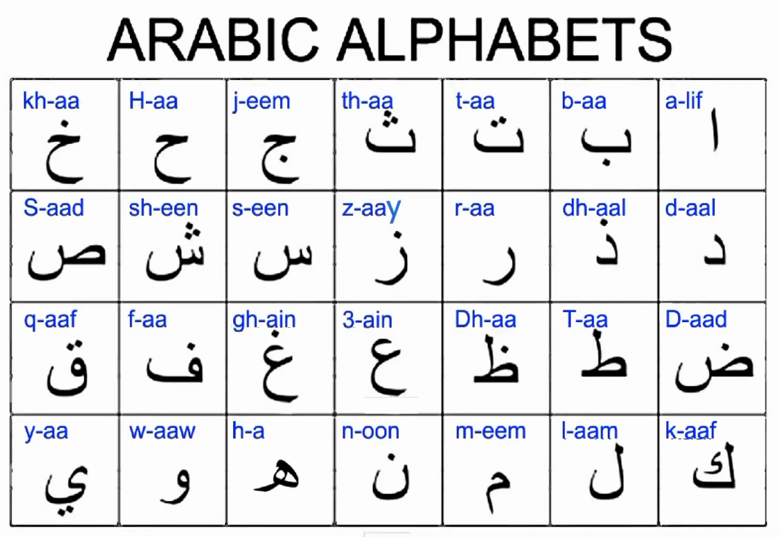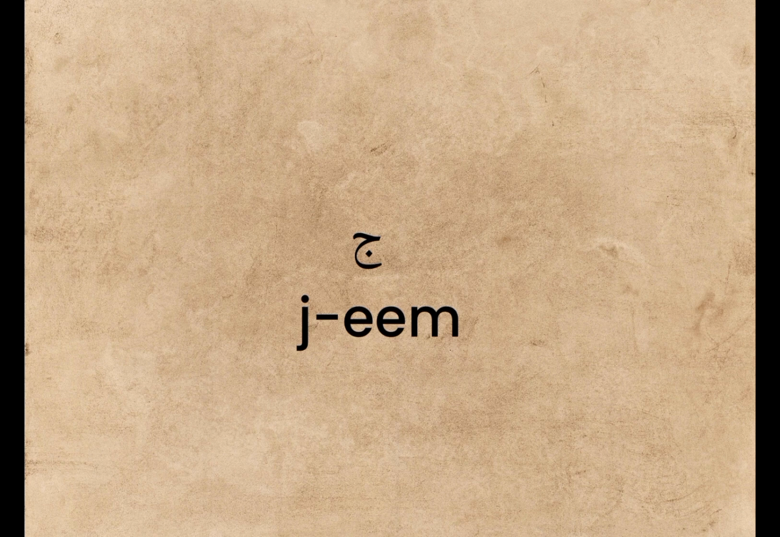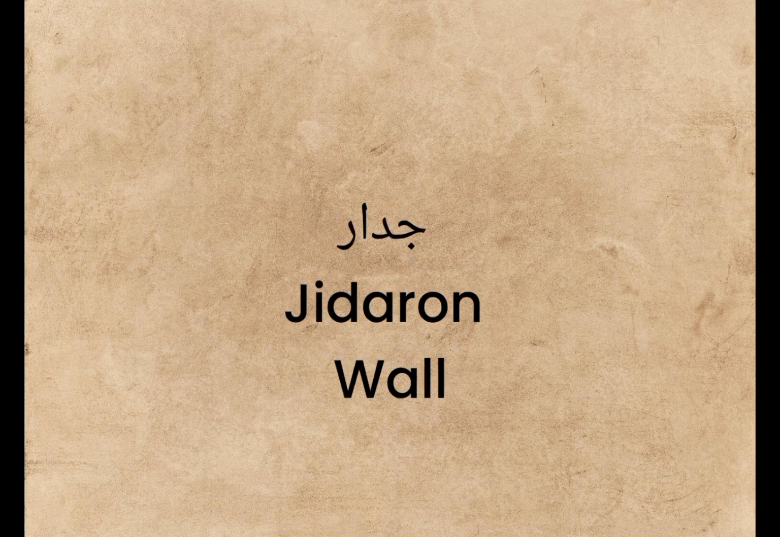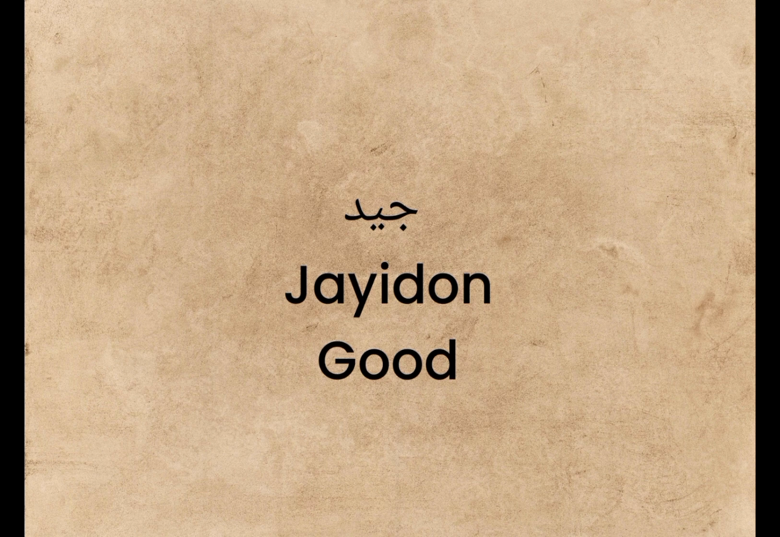The letter number 5 is jeem. I give you examples. The first example is جبل, and it means mountain. The second example is جدار, and it means wall. And the last example is جيد, and it means good.